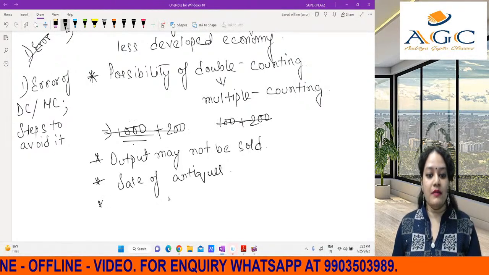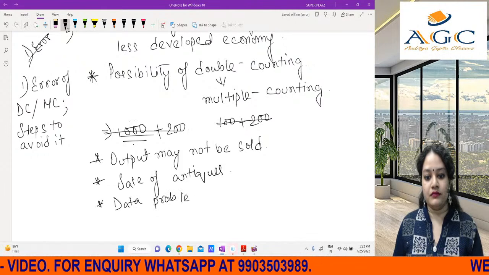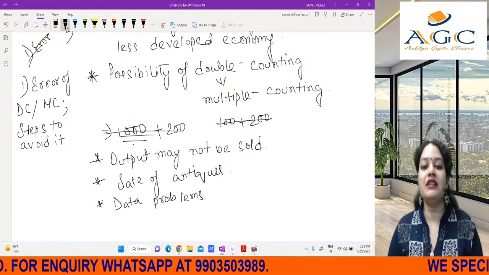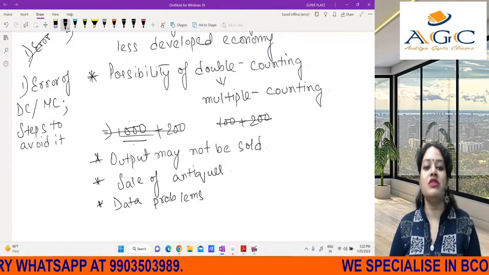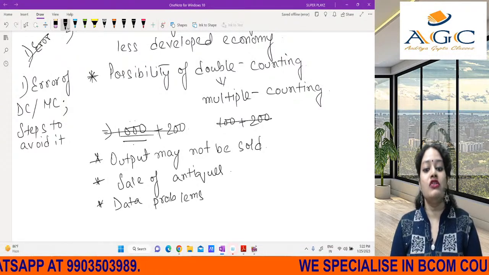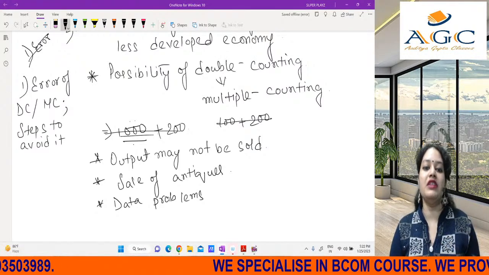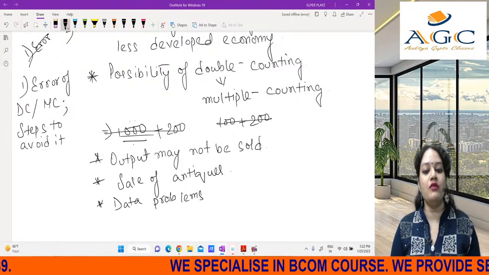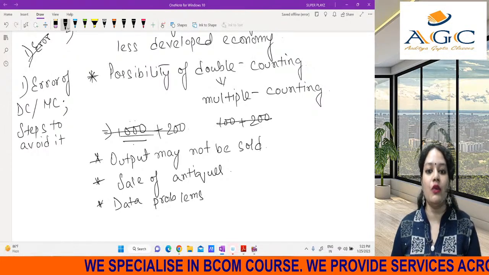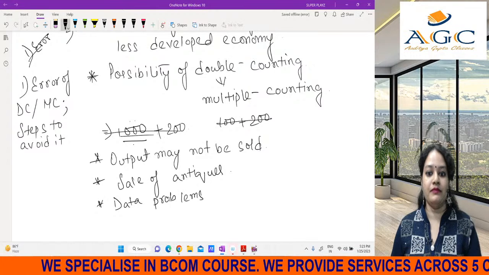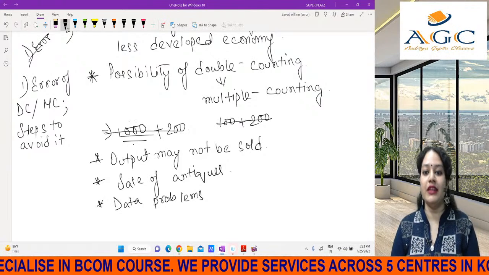Clear? Then comes your data problems. Now data problems, what is happening? Like in a less developed economy, we can't expect that they are doing all their calculations properly. They may not have a laptop or a computer to save each and everything. So there might be a problem in data, like they have not been able to save it, and they have everything in their mind, and it might be so that they have forgotten what the calculations are. So data problems can arise because they do not have well equipped instruments to store the data with them. Clear? Okay. So these are the few important questions that might come from national income.